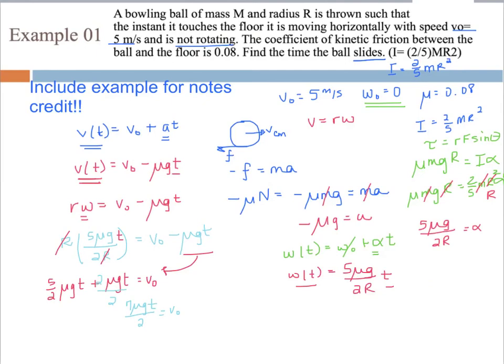And again, I want to solve for t, so I can rewrite this as t is equal to v naught times 2 divided by 7 mu g. At this point, we have all of these values. Once you plug everything in, you should get 1.822 seconds. This is the time it takes for it to travel before it begins to roll without slipping.